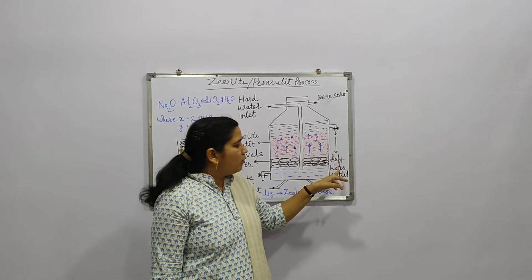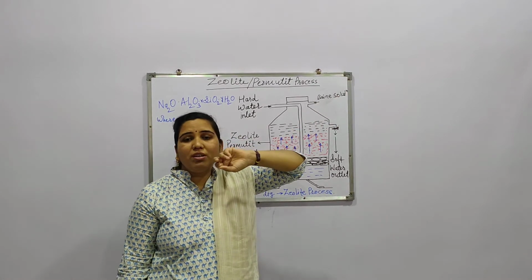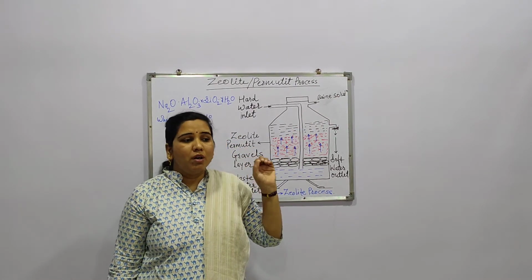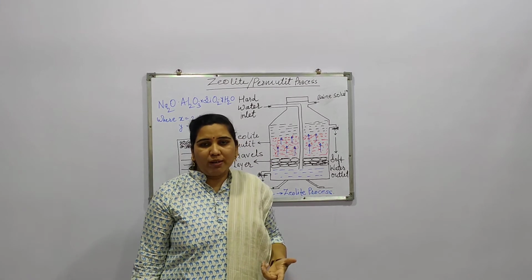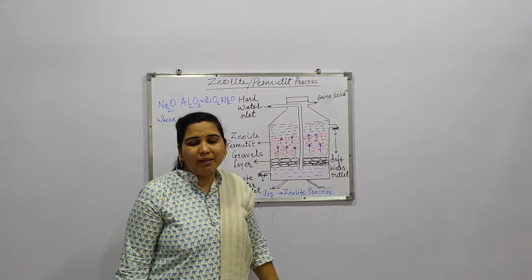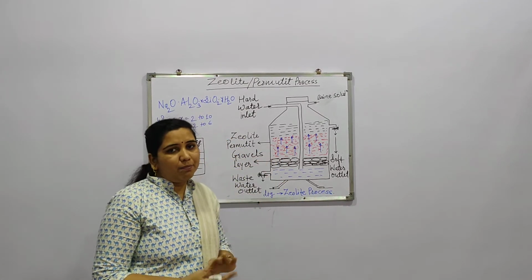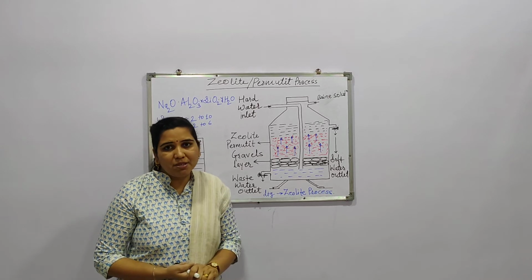Here there is an outlet for the soft water. Here there is a brine solution. Brine solution is used for the purpose of regeneration of zeolite. I will say it later on. And here there is a hard water inlet from which the water is inserted inside the tank. So in this way, this labeling and diagram is there.